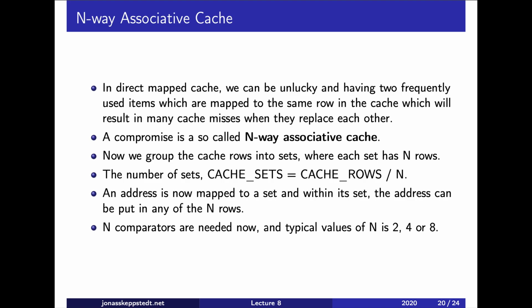A compromise between a direct mapped cache and a fully associative cache is a so-called n-way associative cache. What we do is to take all the cache rows and divide them into a number of cache sets. Each set has n rows, and n is, for instance, 2, 4, or 8.